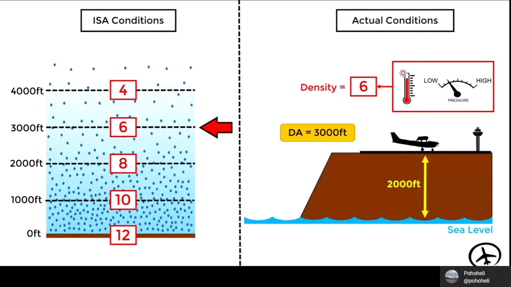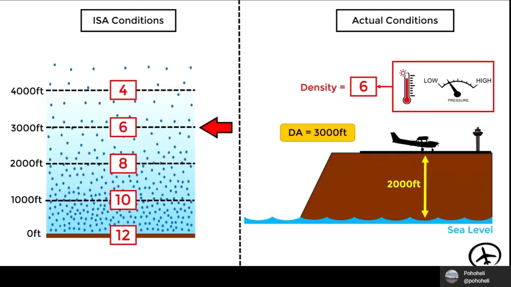Although the actual elevation is 2,000 feet. This implies that the aircraft performance will behave as if the aircraft were flying at 3,000 feet, even though the actual elevation is 2,000 feet. Simply due to the fact that the conditions cause the air density to be lower.